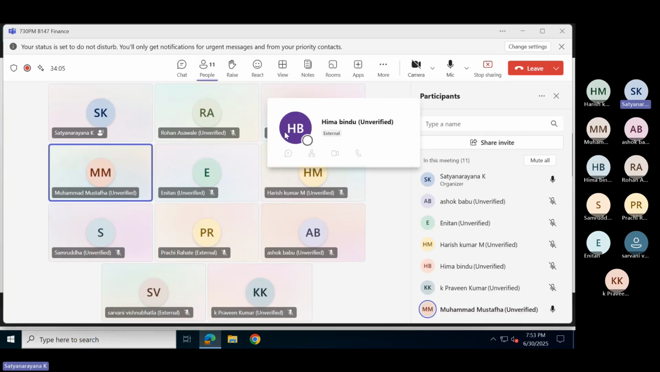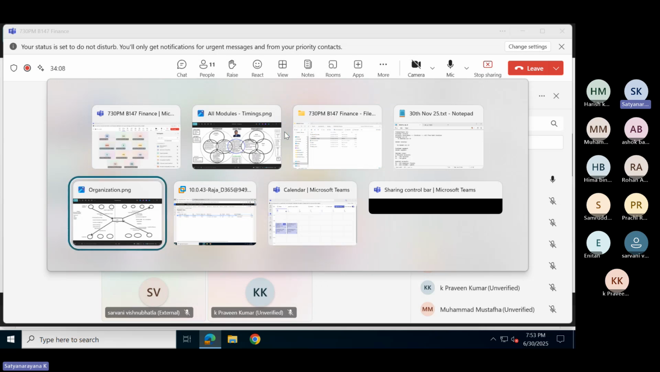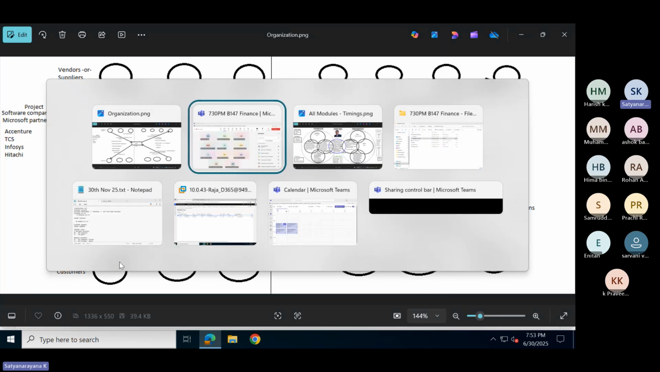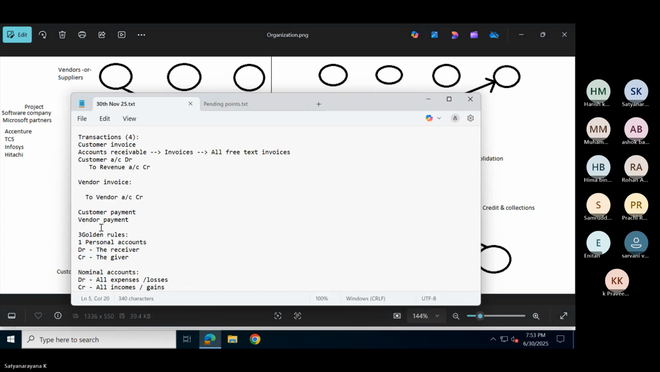So now debit the receiver, credit the giver. This is credit the giver. This is debit the receiver. That's what you need to remember. Because the customer is the receiver, customer account debit, and all incomes and gains are credit. So it is credit, that is incomes and gains.